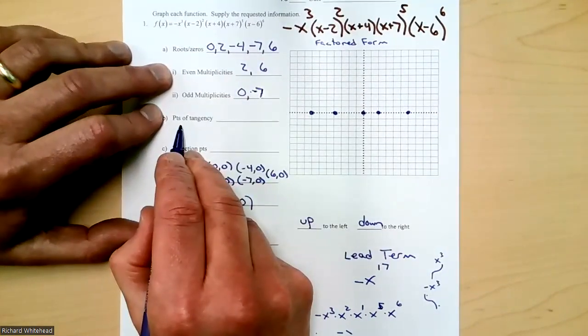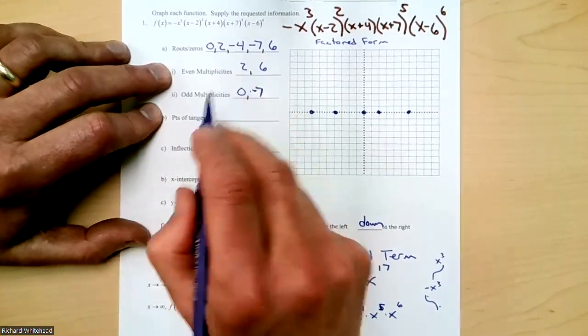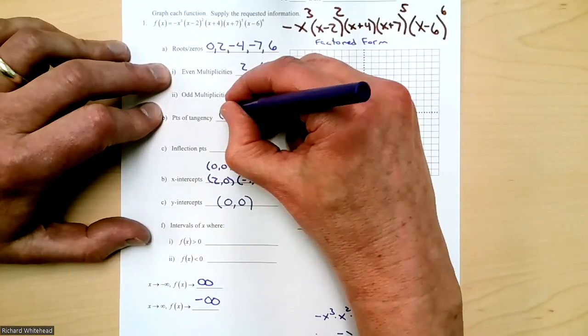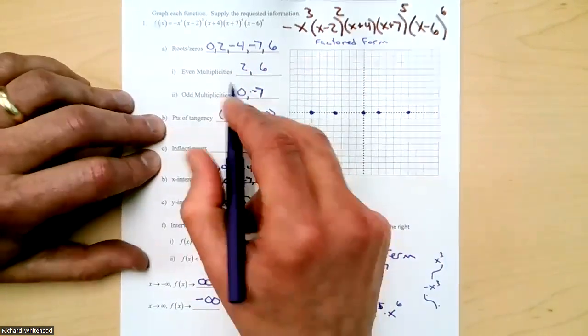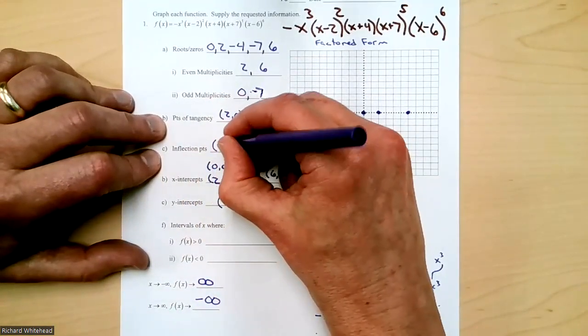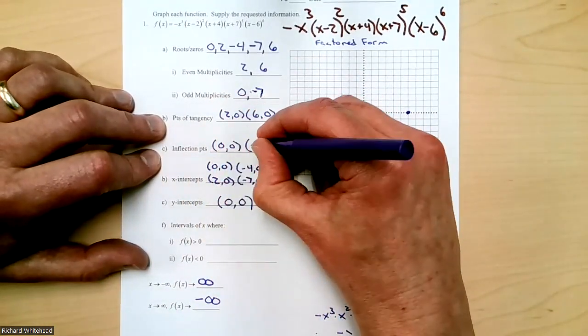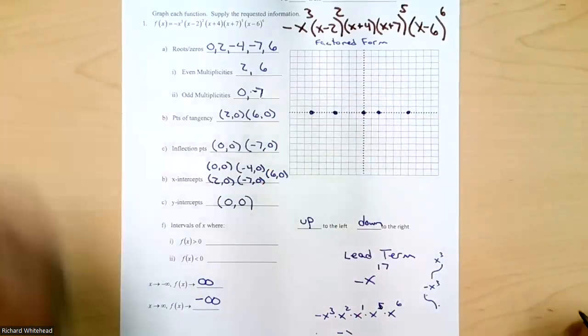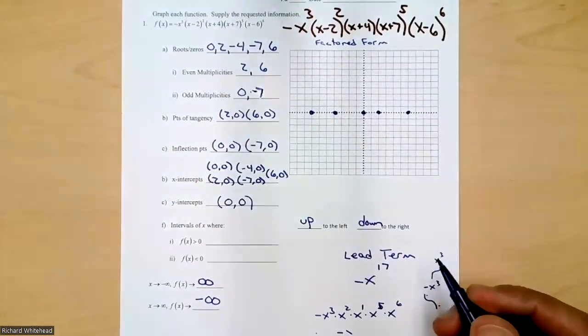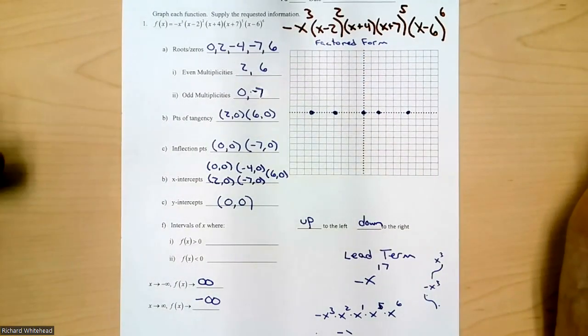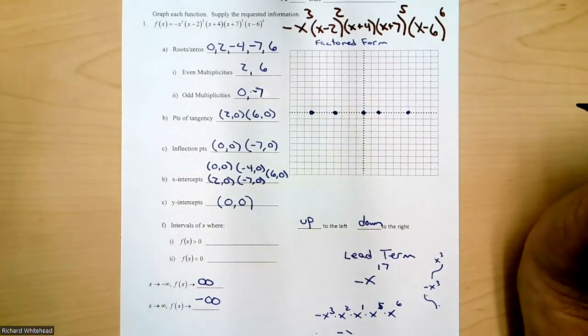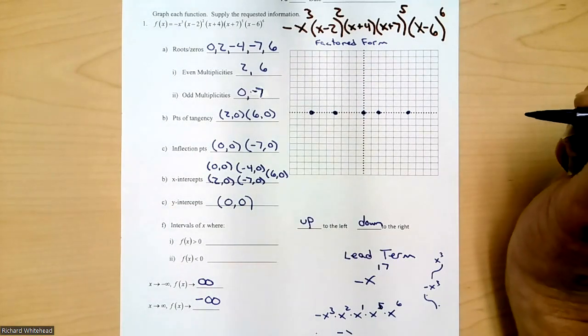Even multiplicities, the bounces. So that's your points of tangency. So 2, 0, 6, 0. Odd multiplicities are your points of inflection where you squiggle through. And then somebody says, well, what about the negative 4? You're just going to curve through the negative 4. You don't have to worry about it squiggling. You don't have to show a change in concavity.